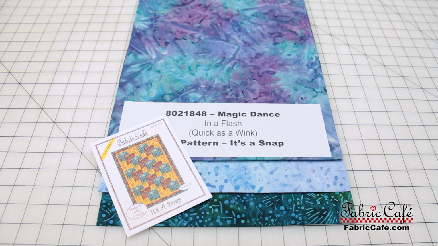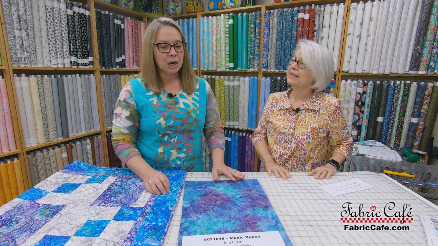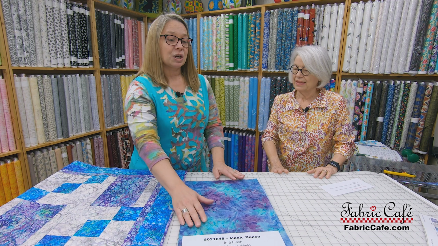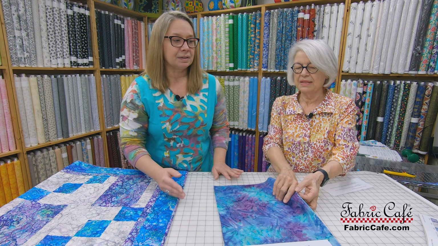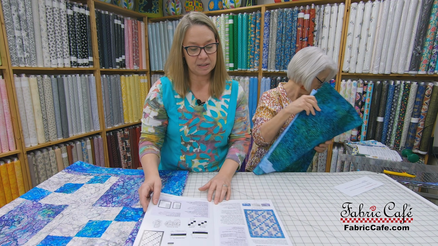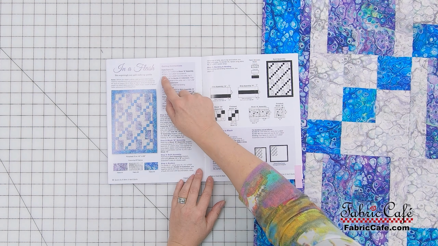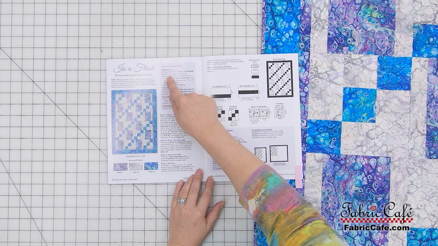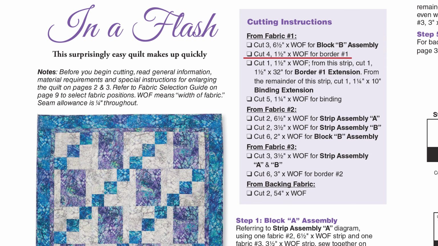Our alternate pattern is It's a Snap. So let's talk about borders. Borders are basically cut. There is a measurement in the book for you. I'm going to pull this over real quick so we can look at this. In this case, for border number 1, we're going to cut 4 at 1.5 inches by width of fabric, which means selvage to selvage.